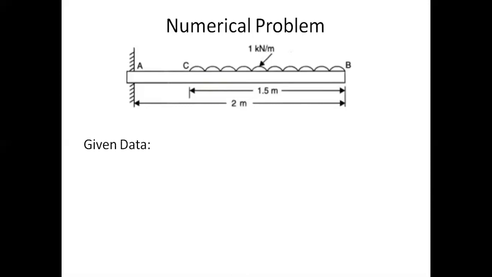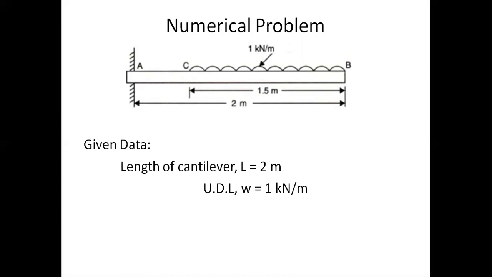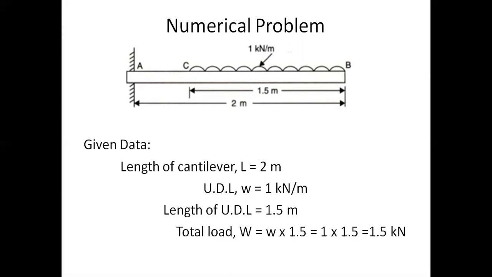Now we have to see the given data. What is given? Length of the cantilever L equal to 2 meters, the UDL W equal to 1 kilonewton per meter, and the length of the UDL is 1.5 meters.